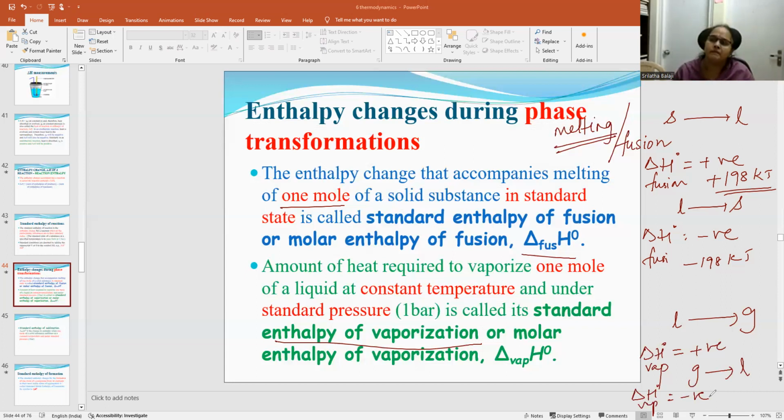Got the meaning there? A lot of meaning is hidden in these terms. You have to be thorough with those meanings, the notations and the equations you write. So designing equations is an important exercise in this part of thermochemistry. Next comes the calculations. Okay, next.